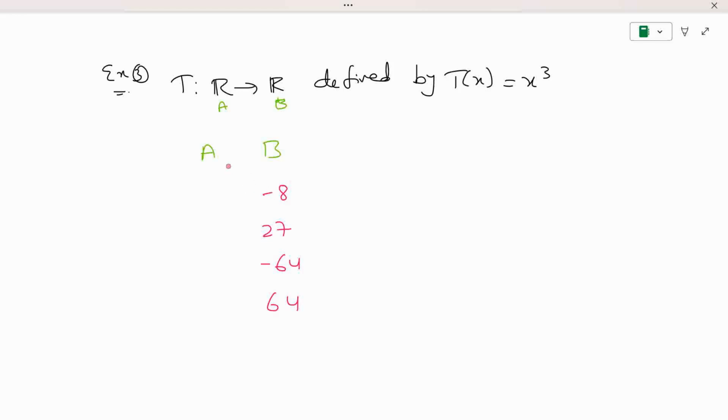Now the set A also contains negative and positive numbers. So here, for example, -2. When we cube -2, we will get -8. So this will form a mapping. And for 27, 3. And for -64, it is -4. And for plus 64, it is 4. Likewise, as these two sets are real, on both sides we get negative and positive.